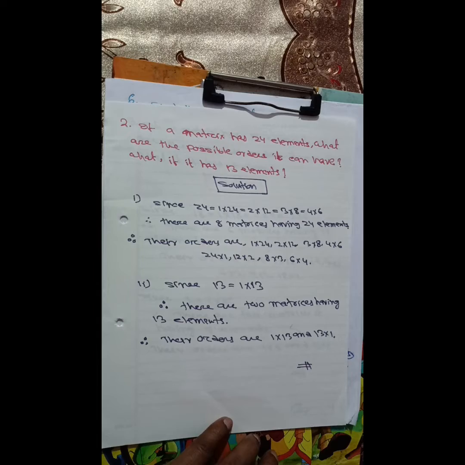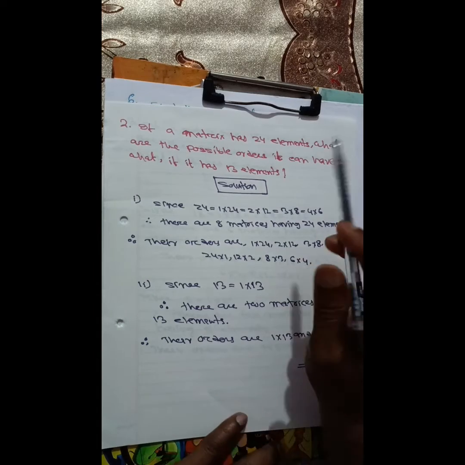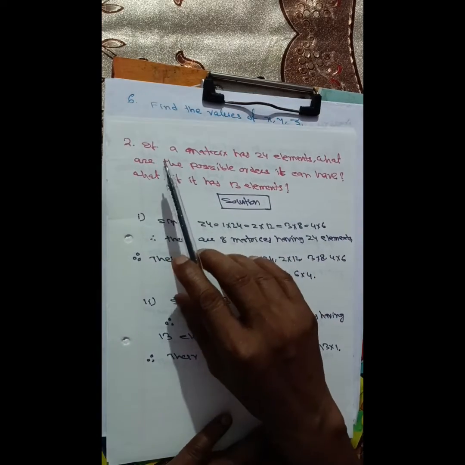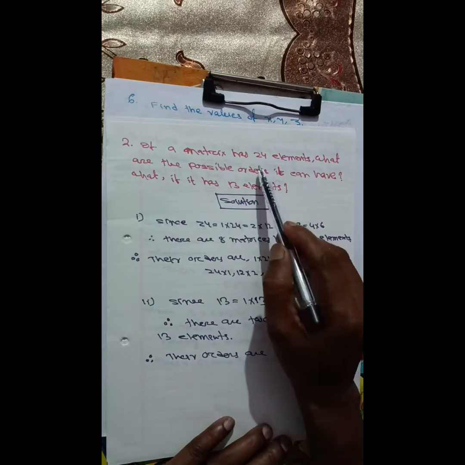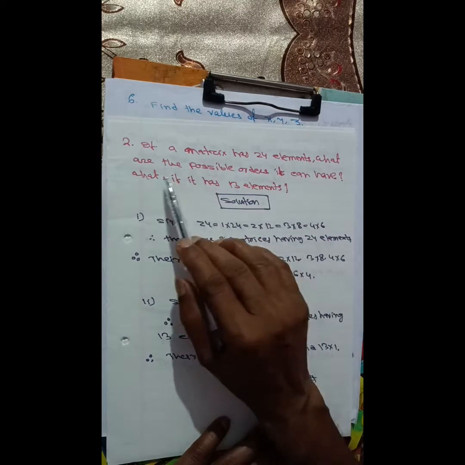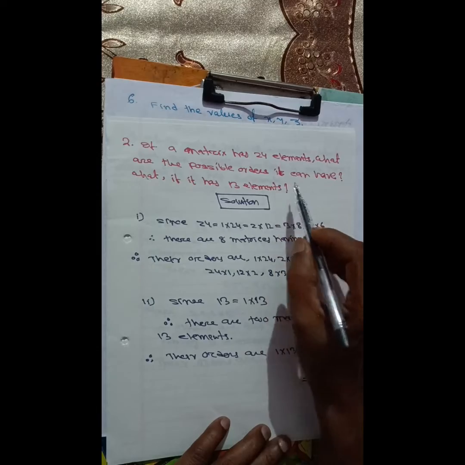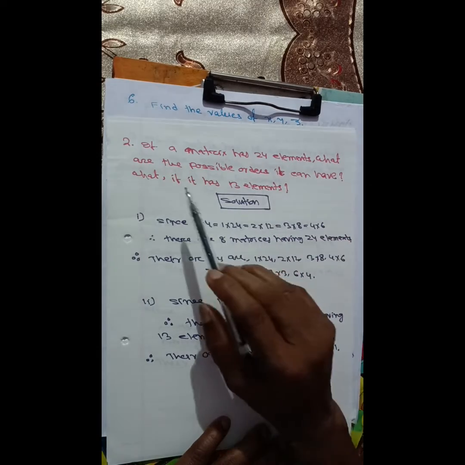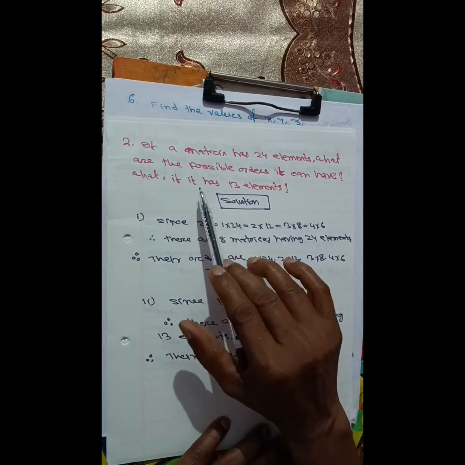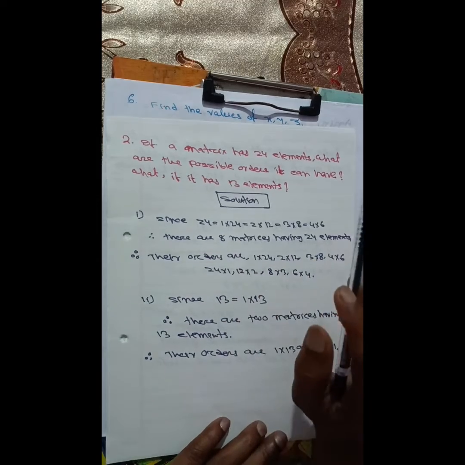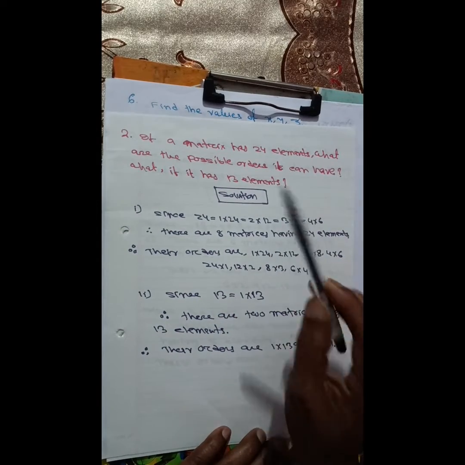Now we are going to the second question, exercise number 3.1. If a matrix has 24 elements, what are the possible orders it can have? What if it has only 13 elements? Solutions.